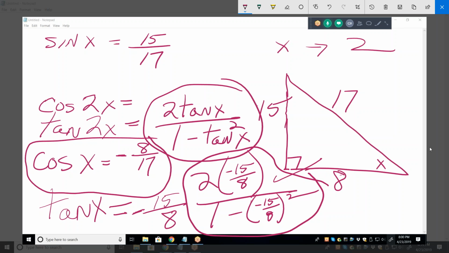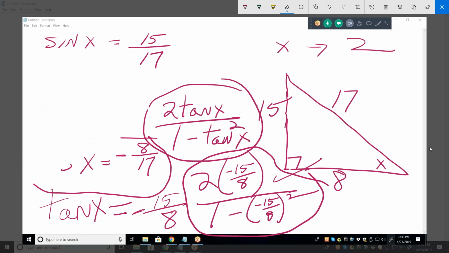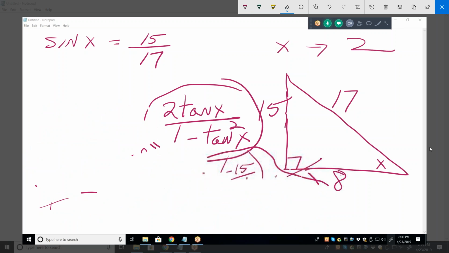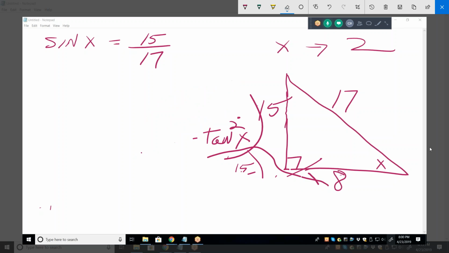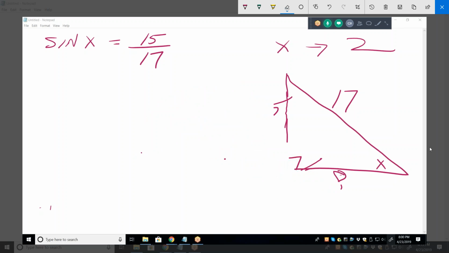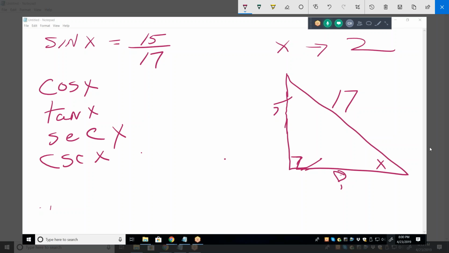Okay? The key thing here is, let me make this a little bit more standard. The standard question would be, they tell you the sine is a certain ratio and the x is in the second quadrant. And then their question is, what is the cosine of x, the tangent of x, the secant of x, the cosecant of x, and the cotangent of x? That is the quintessential problem. And that's where you just draw a triangle and label it. Once you've labeled all three sides, you can get all 6 trig functions.